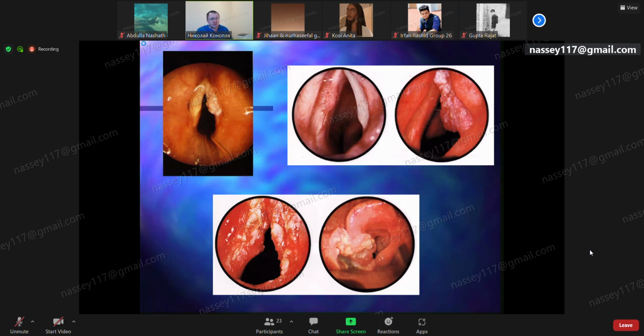Infectious granulomas of ENT organs. First, scleroma. Scleroma is an infectious disease due to Klebsiella rhinoscleromatosis. This Klebsiella affects the mucosa of the upper respiratory tract. At the place affected by this Klebsiella, the patient develops an infiltrate, a tumor-like mass. This mass can increase in size, and it can look like a tumor.